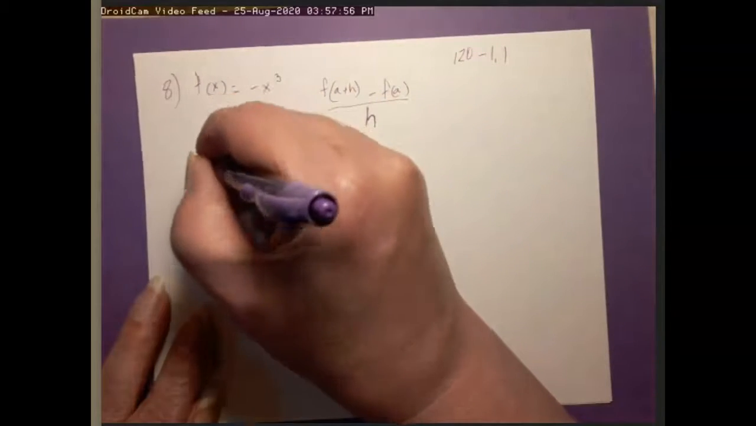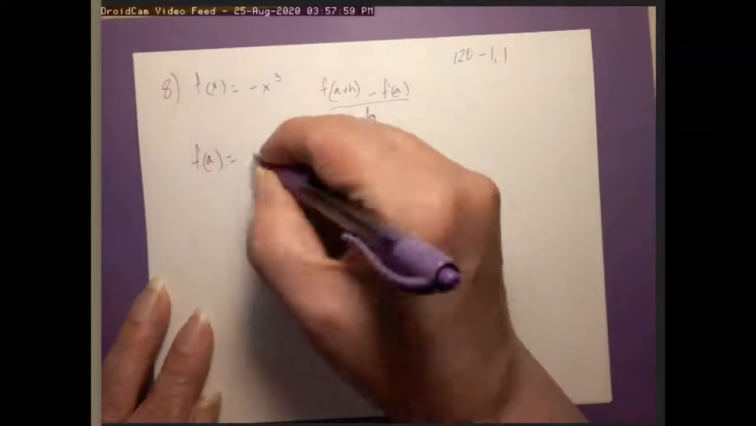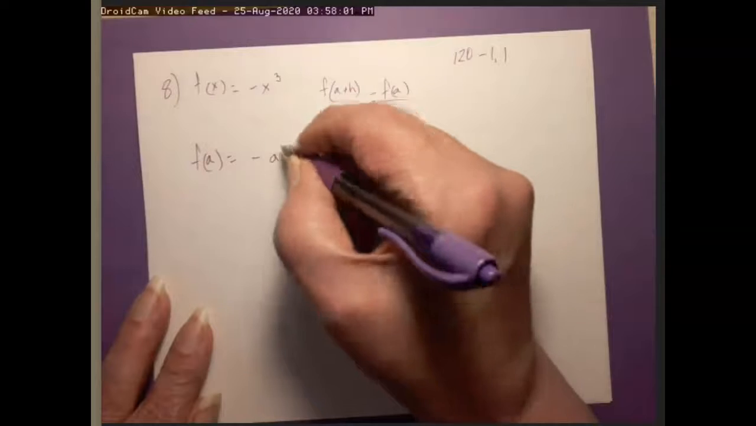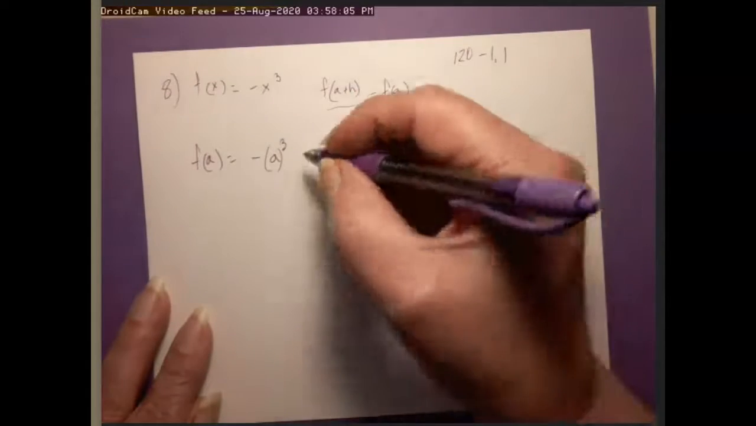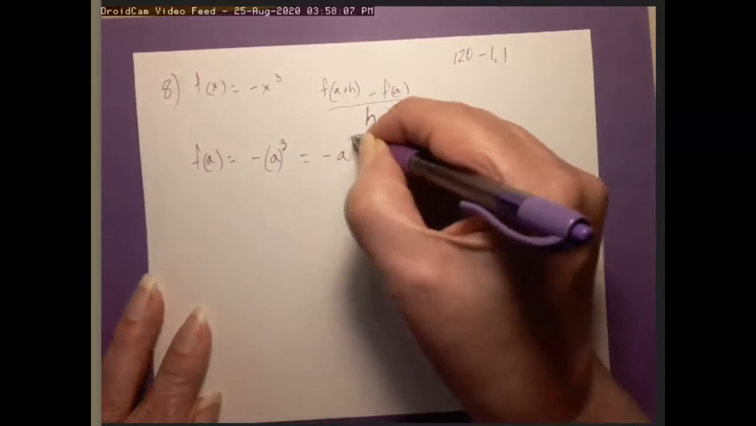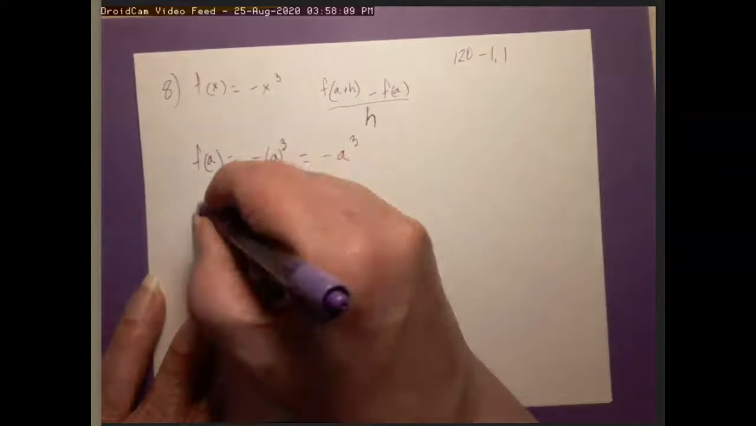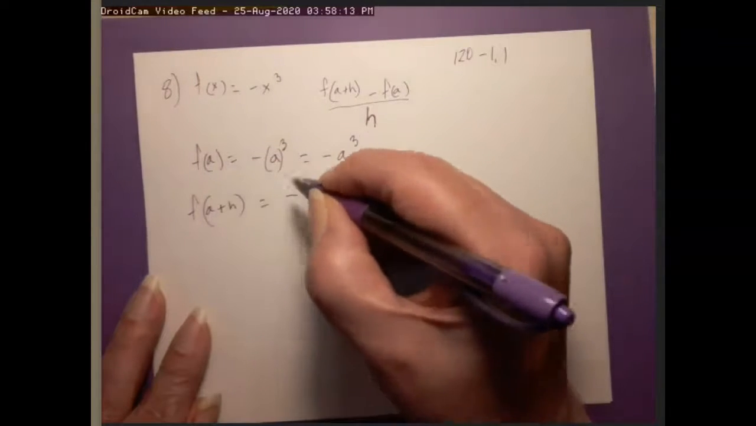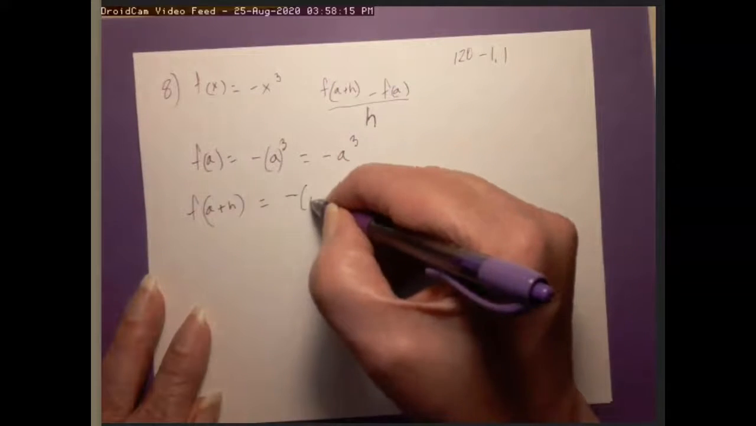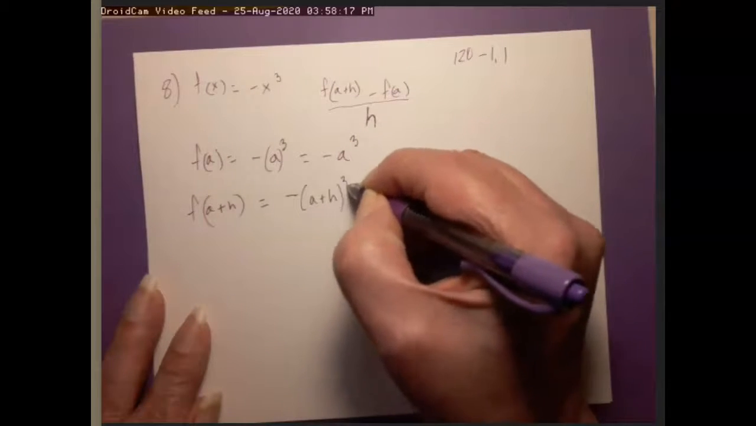Well, we know f of a is equal to negative a cubed. And technically we have parentheses around the a, but we don't really need them here. So we also need f of a plus h. That's going to be negative. Everywhere we see an x, we're going to put an a plus h and cube it.